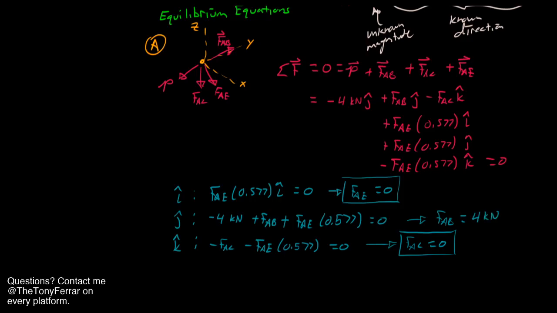We drew it pointing out of the point, so just like other method of joints problems, that means that this is in tension, because we drew our force out and we're doing the sum of forces on the joint.